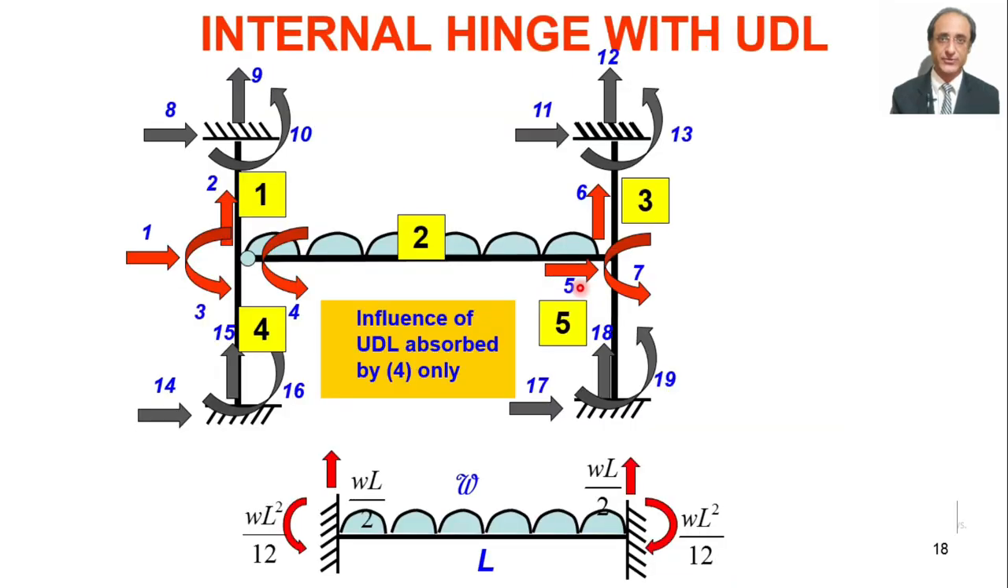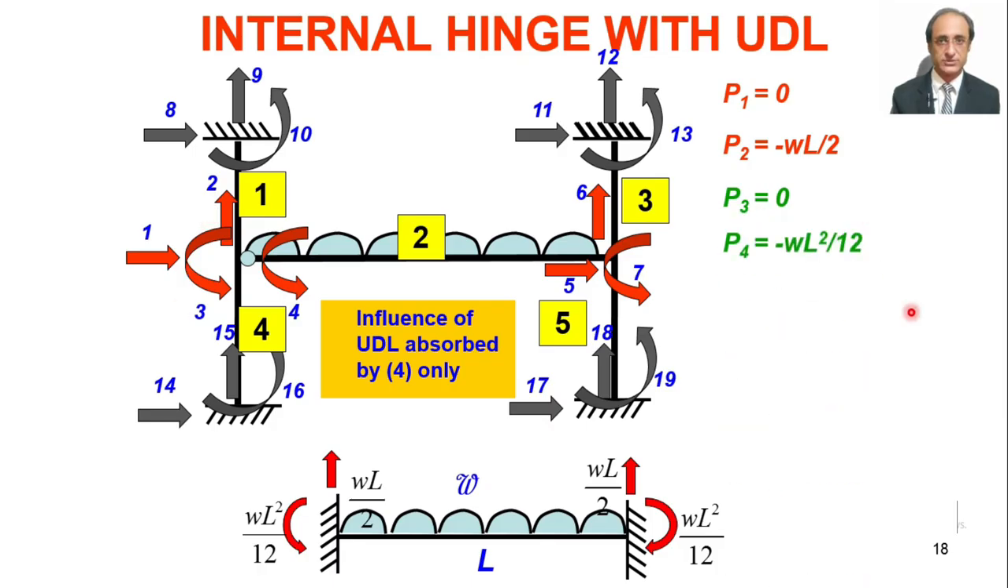Now what happens if we have an internal hinge but with a UDL? So all we have to do is consider the case of the equivalent joint loads, and then we can form our load vector. P1 is 0, P2 we have minus WL by 2, P3 is again 0 because we have a hinge here, because now the influence of all the UDL is absorbed by the degree of freedom 4 only. So P3 will not receive any contribution, and P4 will be minus WL square by 8.